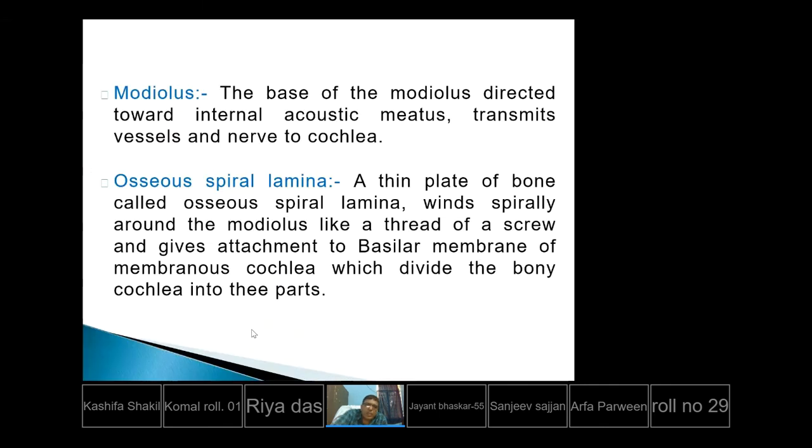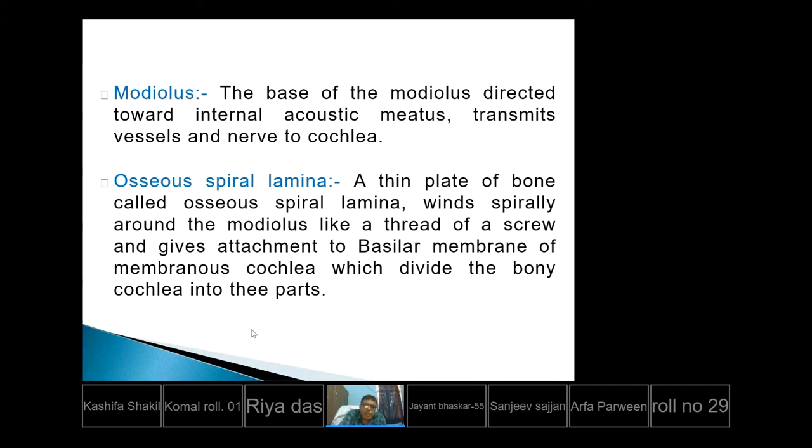Now come to the modiolus. The base of the modiolus is directed towards the internal acoustic meatus. You know the modiolus, the central part of the inside of the bony cochlea, a pillar-like conical structure, and its base is directed towards the internal acoustic meatus and transmits the vessels and nerves to the cochlea.